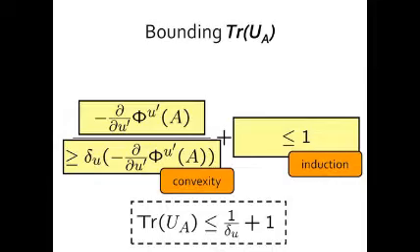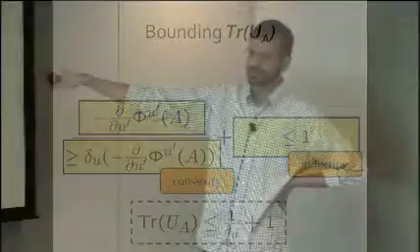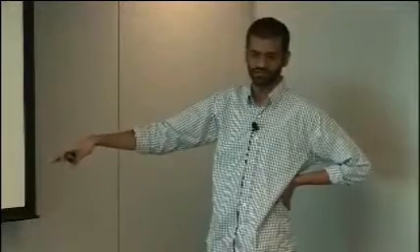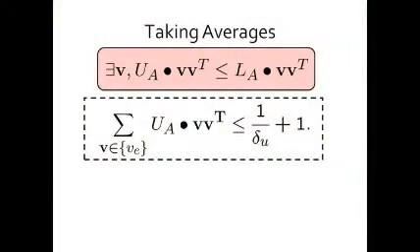It only depends on the shift in the barrier. So as long as I maintain this induction hypothesis, I get that the trace of UA is upper bounded by 1 over the shift in the upper barrier plus 1. That's it. It doesn't depend on A, it doesn't depend on the barrier or anything. It just depends on the shift.